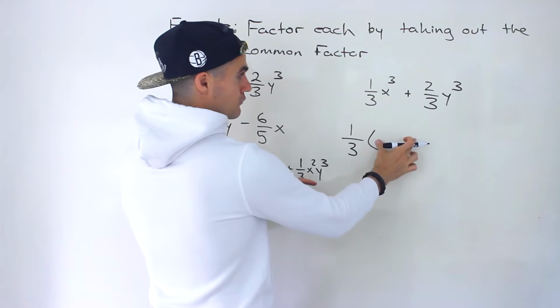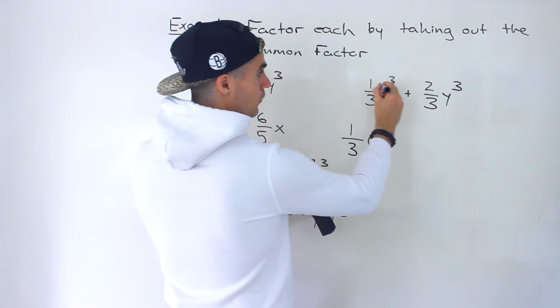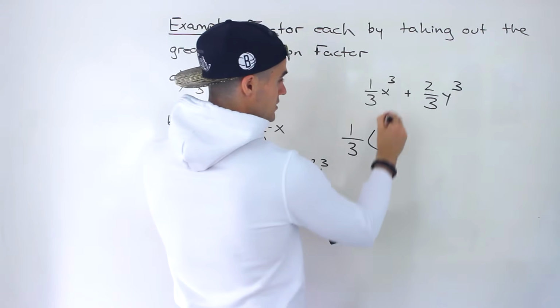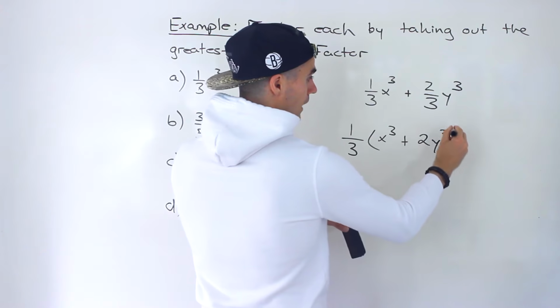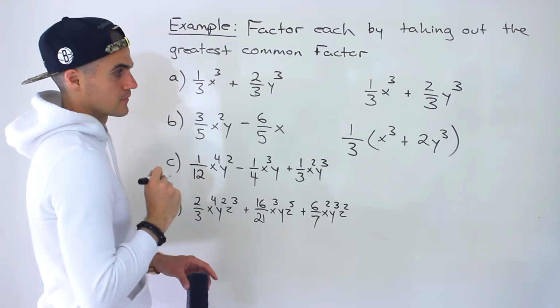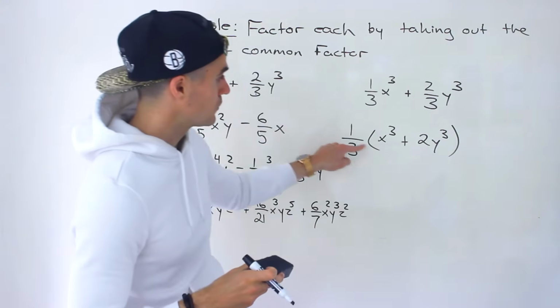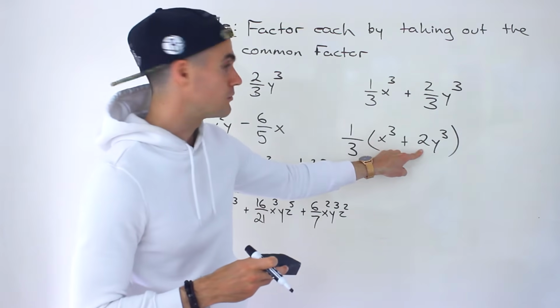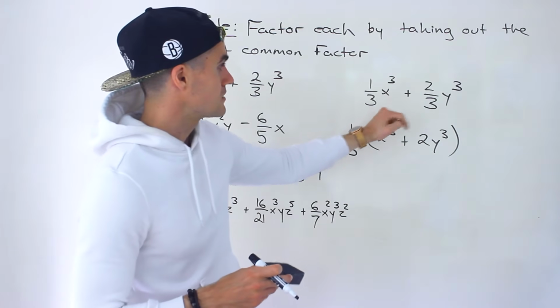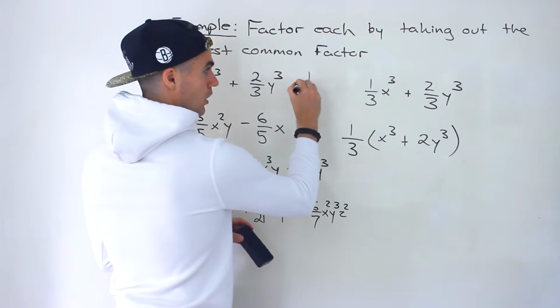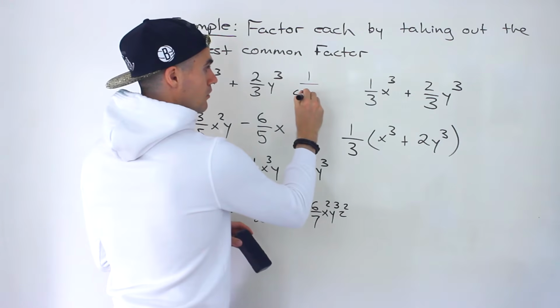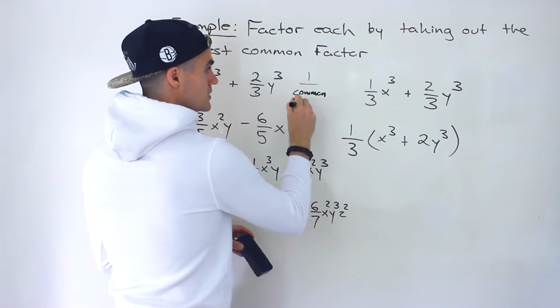So I basically just take out that denominator of 3. And then what are we left with in the brackets? It would just be whatever's up top. So we would have 1x cubed, which is just x cubed, plus 2y cubed, like that. Notice if we take the 1 over 3 and we distribute it back into the bracket, we would end up with this right there. So I always take out 1 over the common denominator.